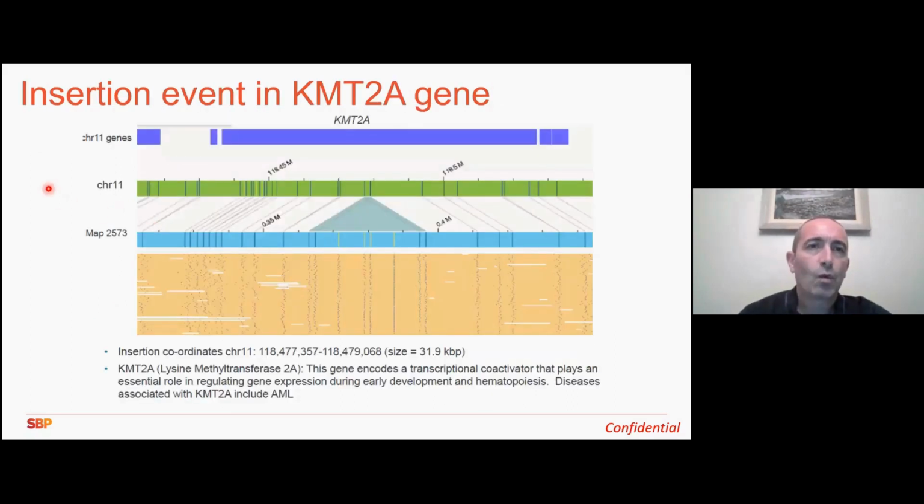And indeed, one insertion event that we detected in this sample, and insertion events, I'm led to believe, are extremely hard to detect using traditional next generation sequencing methods. But here we find a 32 kilobase pair insertion in the middle of a lysine methyltransferase 2A gene. And this gene has been implicated in AML before. So in a sample that was considered normal by cytogenetics, we find this potentially pathogenic insertion in a known disease-causing gene in leukemia.